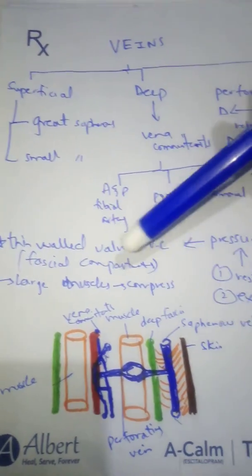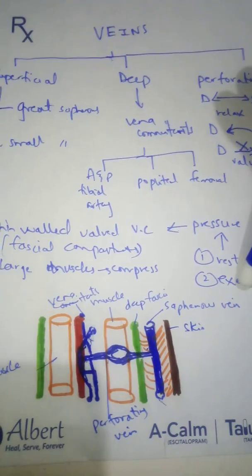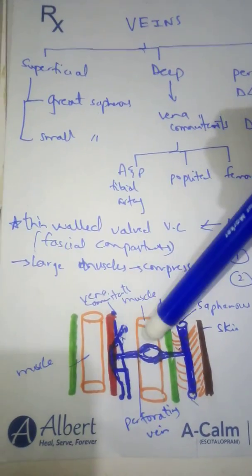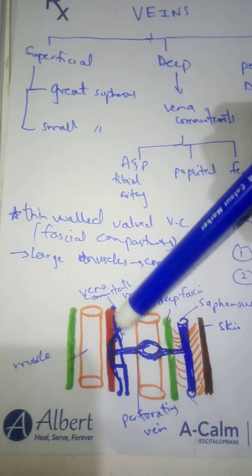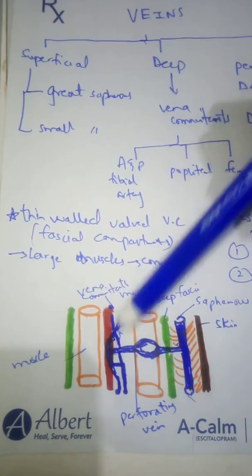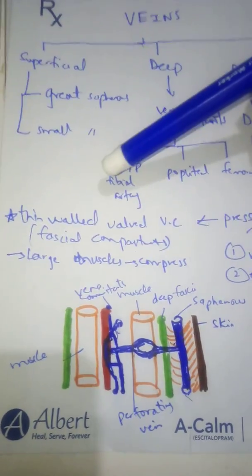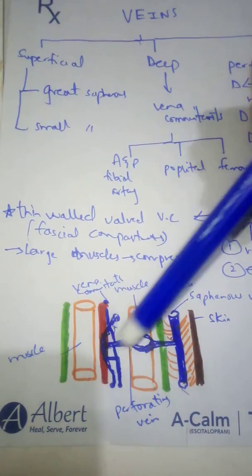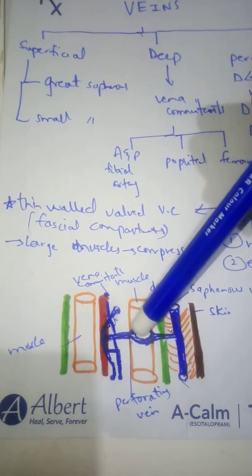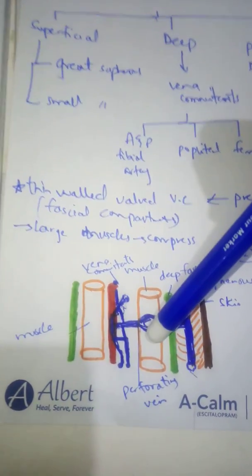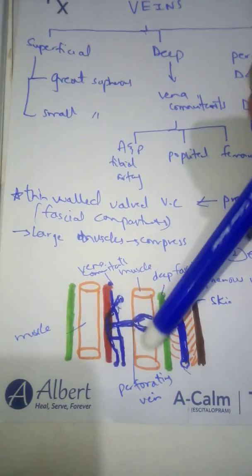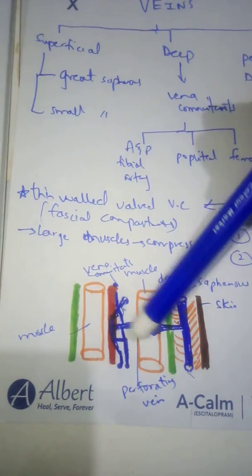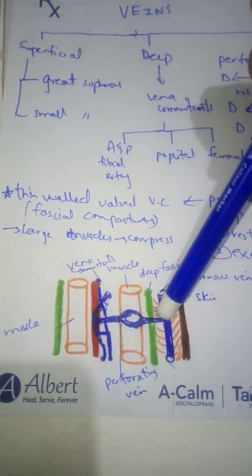During rest and exercise, in the fascial compartments, there are muscles. These muscles exert pressure on the deep veins, and hence the blood flows upwards to the heart. This excessive pressure is prevented from flowing into the superficial veins by the perforating veins and the valves. There are valves in here. These valves prevent this pressure from being transmitted from the deep to the superficial veins.